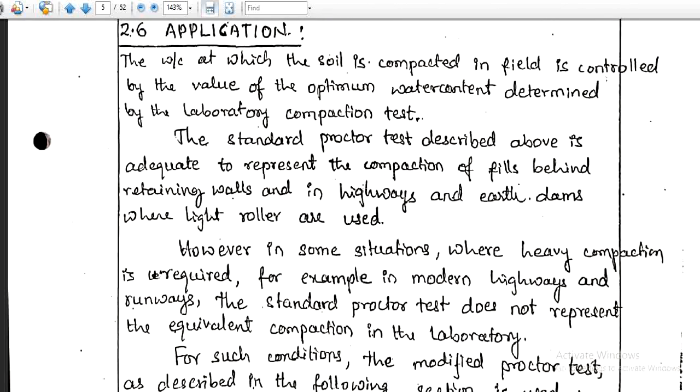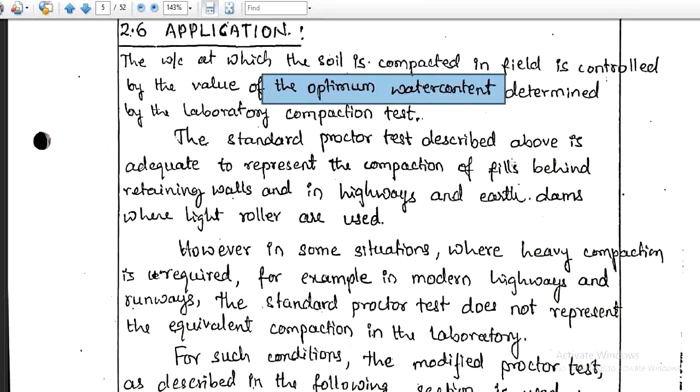This particular test is applicable everywhere in the field. For example, the water content at which soil gets compacted in the field is controlled by the value of optimum moisture content. So the value of optimum moisture content is going to tell us how much water we have to add in the field to control the compaction condition so that we can reach the maximum dry density.